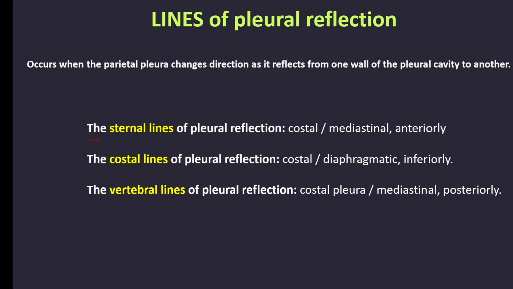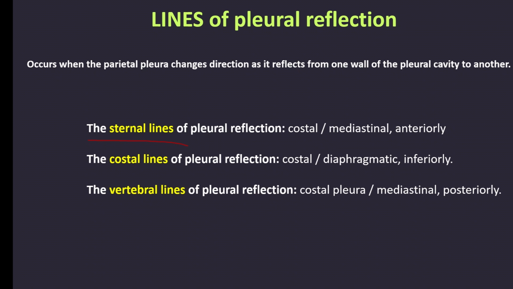So we have the sternal line of pleural reflection. That's where the costal pleura reflects to become mediastinal pleura, and because it's called the sternal line, you have to think that it relates to the sternum somehow. That line of pleural reflection, the sternal line of pleural reflection, is present anteriorly, posterior to the sternum.